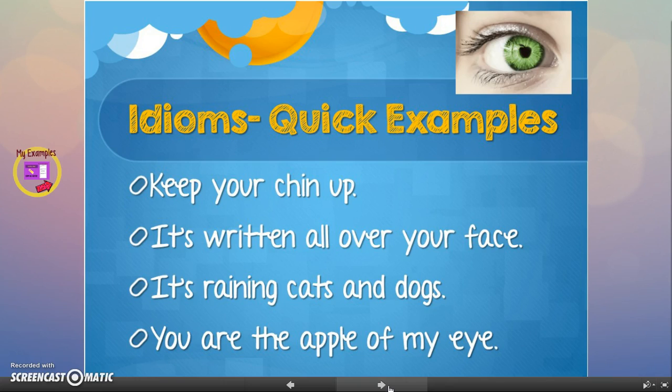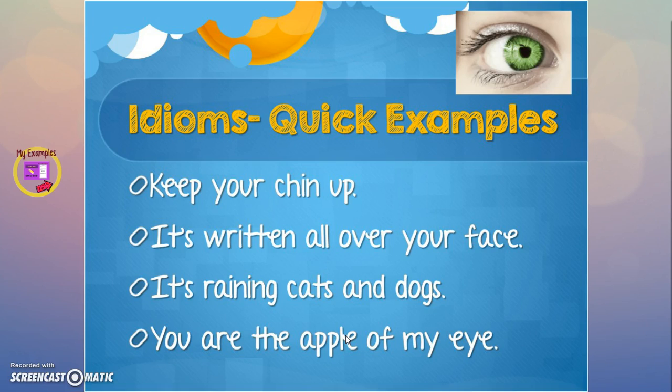It's raining cats and dogs. You are the apple of my eye. Look at that picture right there. I know you didn't see it at first, but now you see it, don't you? Look closely. Yeah. All right. So all these things really are sayings. You know what they mean because you can figure out the context clues. So you've heard it before, but it's not literally happening.